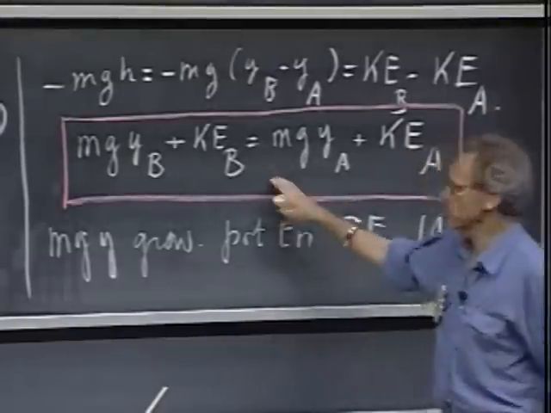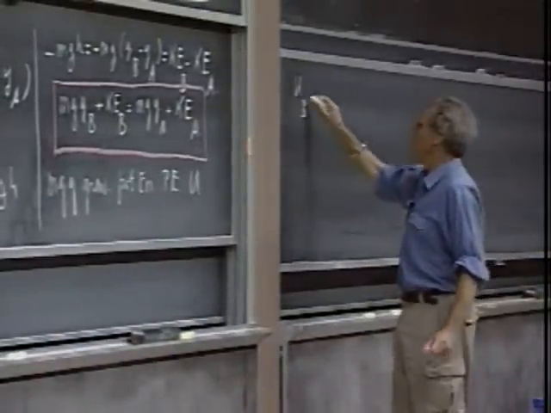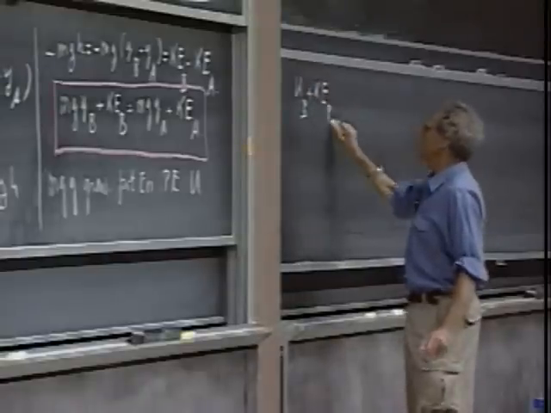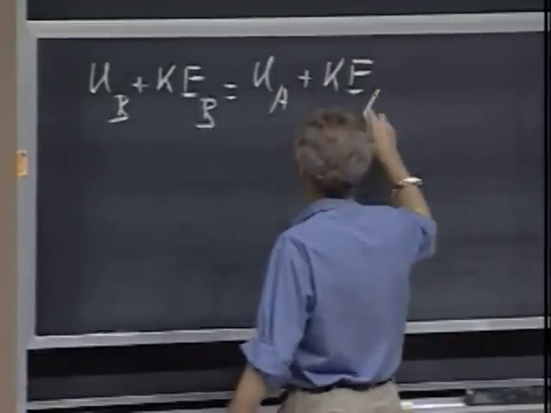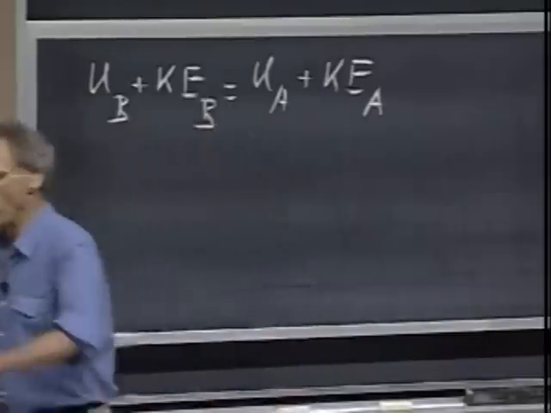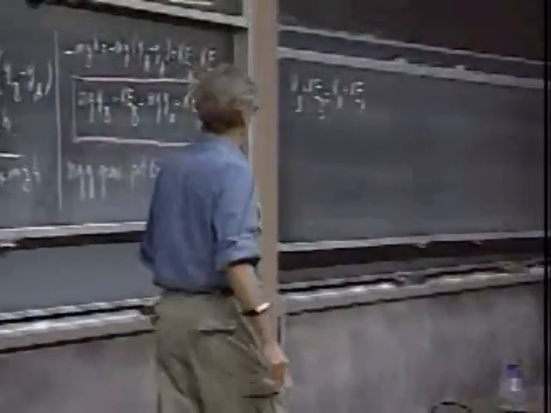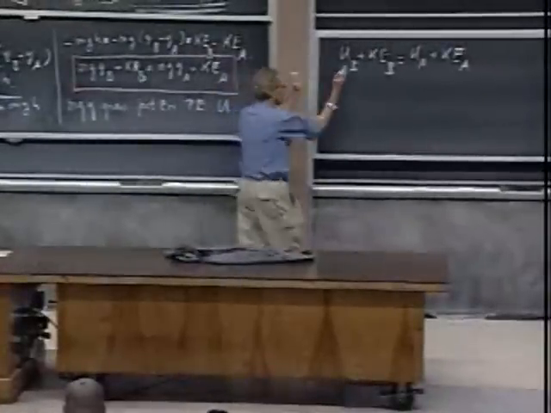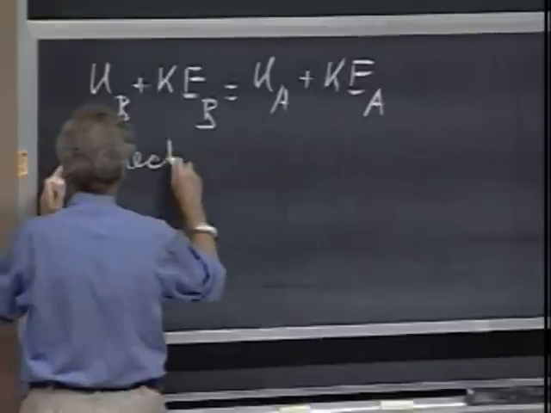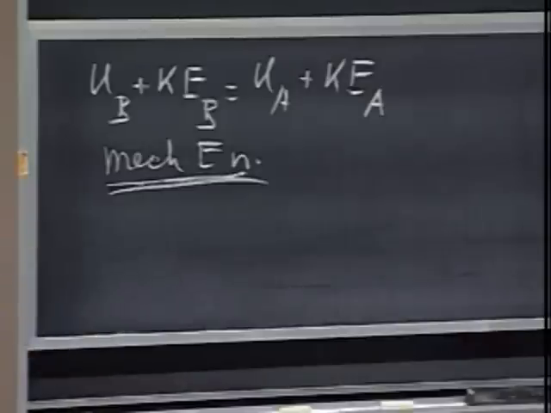And what you're seeing here is that the sum of potential energy at point B and the kinetic energy at point B is the same as the potential energy at A and the kinetic energy at point A. One can be converted into the other and it can be converted back. Kinetic energy can be converted back to potential energy and potential energy can be converted back. But the sum of them, which we call mechanical energy, is conserved. And mechanical energy is only conserved if the force is a conservative force.